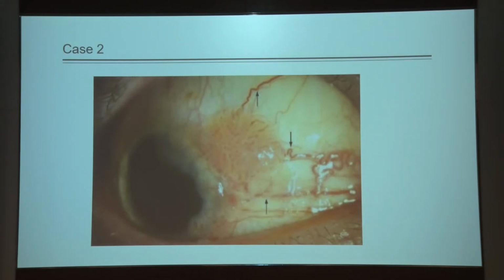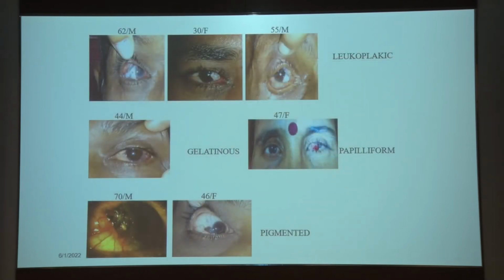So you have a papillary lesion here. You have vessels of different caliber entering into the lesion, and it involves the limbal stem cells and is straddling the cornea. So the diagnosis is very clear-cut. It's ocular surface squamous neoplasia.